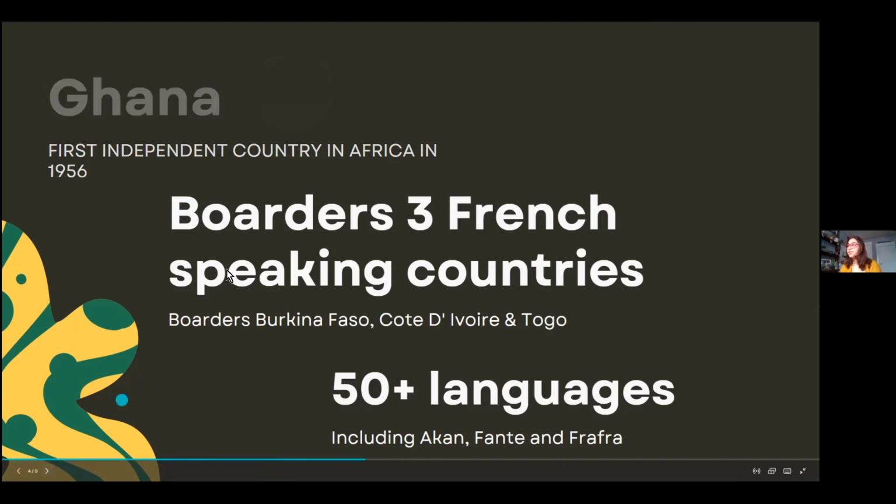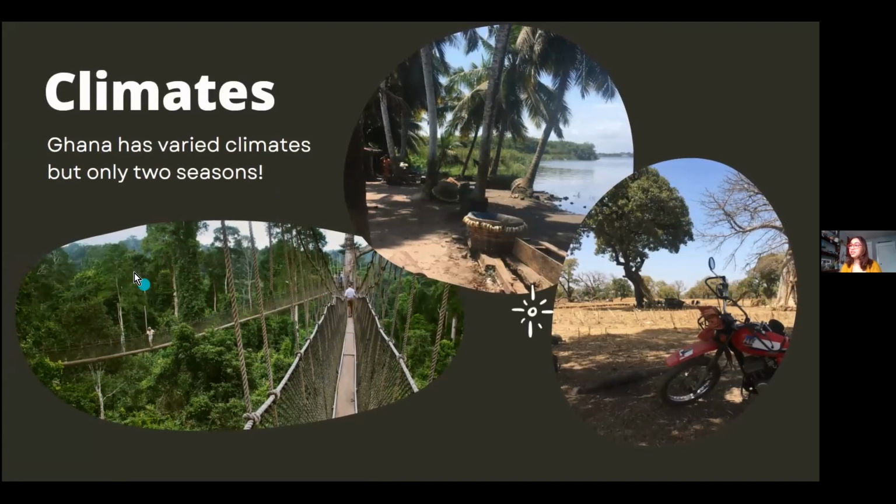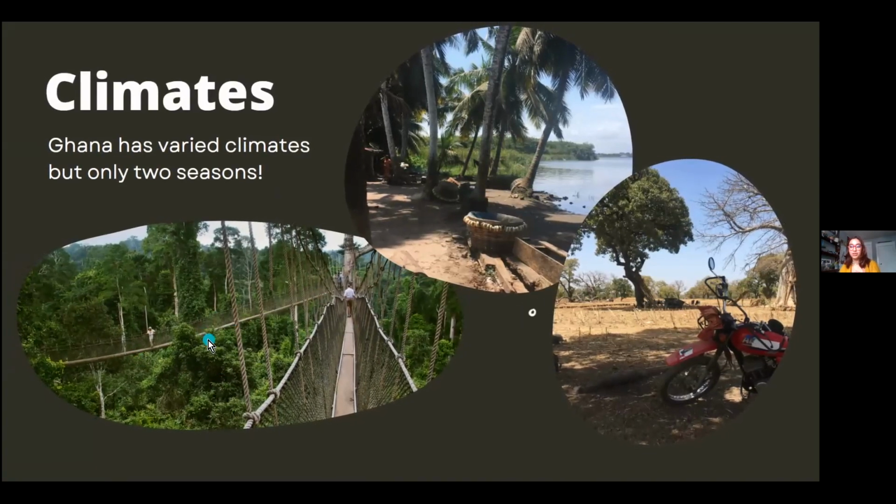So just to give you an idea of what Ghana looks like, here you can see Kakum National Park, which is one of the excursions that you do with the TIG group. You see a lagoon that one of the professors takes you to study the environment around Cape Coast. And this picture with the motorcycle, that's in the Upper East region, closer to Burkina Faso.